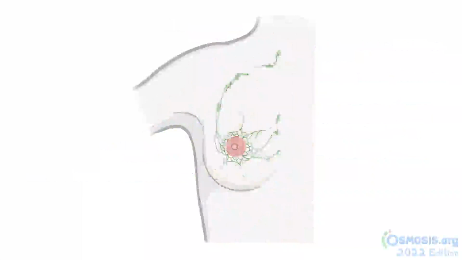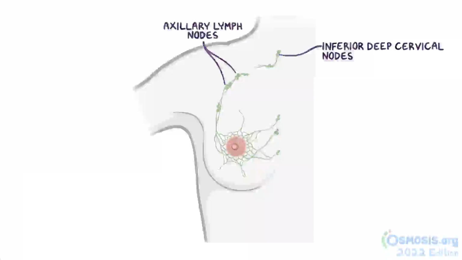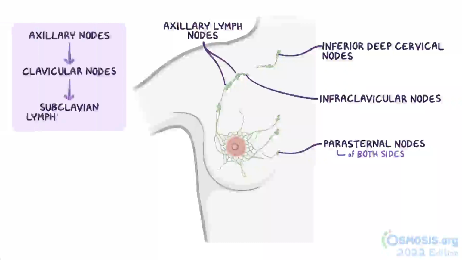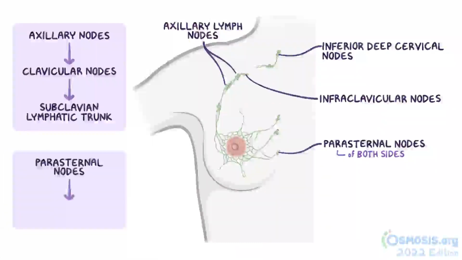Lymph from the skin of the breast, with the exception of the nipple and areola, drains into the ipsilateral axillary, inferior deep cervical, and infraclavicular lymph nodes, and also into the peristernal lymph nodes of both sides. Lymph from the axillary nodes first drains into the clavicular lymph nodes, and then into the subclavian lymphatic trunk. And finally, lymph from the peristernal nodes enters the bronchomediastinal lymphatic trunks, which go on to eventually drain into the venous circulation.